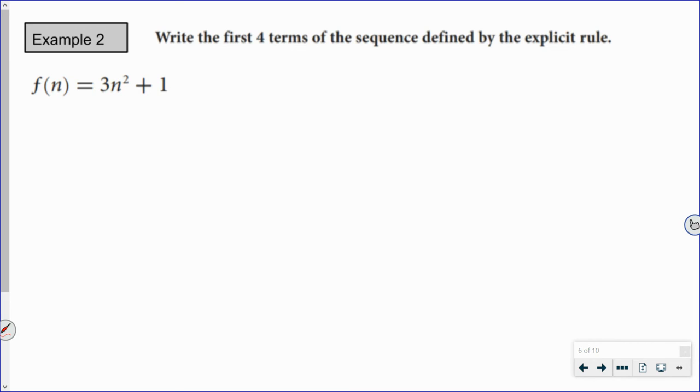Wait, do we just start at 1? Yeah, because remember, a sequence is in order of the terms. So you always have your first term, position 1, position 2, 3. All sequences will start with 1, which is another thing I like too. All right, so give me the first 4 terms.